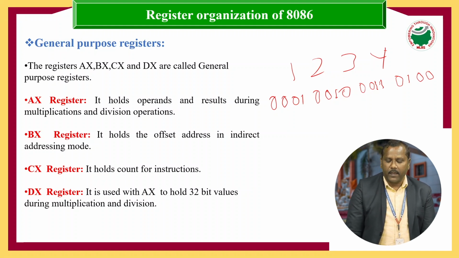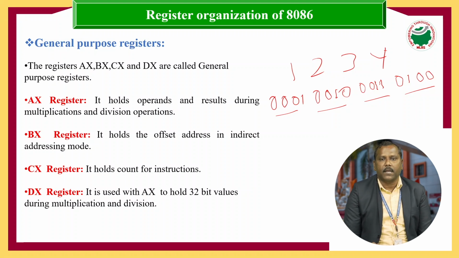This is the 16-bit data stored in the AX register: first 4 bits, next 4 bits, third 4 bits, and fourth 4 bits, so a total of 16 bits. If we take data in decimal, it is converted into hexadecimal, and the hexadecimal data is again converted into binary data. The binary data will be stored in the register AX. So AX is a 16-bit register.